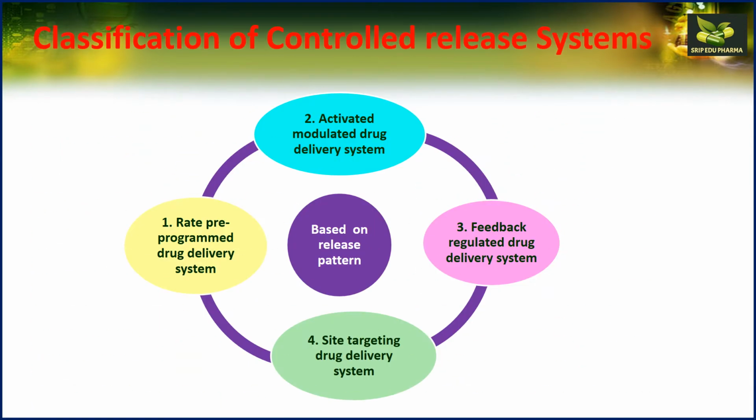Then you have to understand the various mechanisms related to controlled release systems and the classification on the basis of these mechanisms. Like there are pre-programmed drug delivery systems, then site targeted drug delivery systems, then feedback regulated drug delivery systems, then activation modulated drug delivery systems. So all these you have to study in Unit 1.